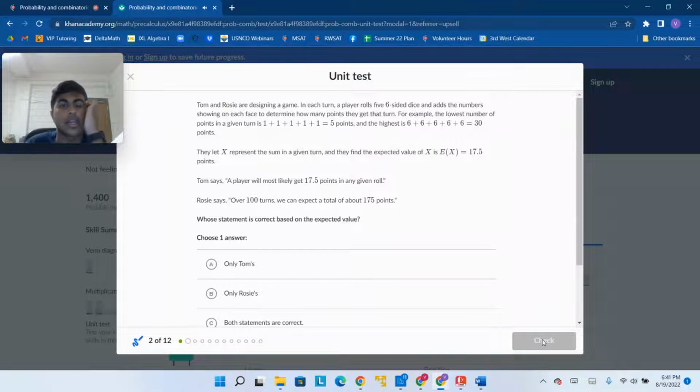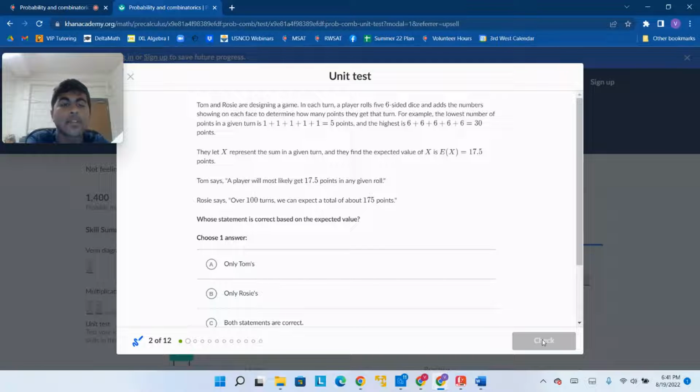Tom and Rosie are designing a game. In each turn, a player rolls 5 six-sided dice and adds the number showing on each face to determine how many points they get that turn. For example, the lowest number of points in a given turn is 5: 1 plus 1 plus 1 plus 1 plus 1. The highest is 6 plus 6 plus 6 plus 6 plus 6, or 30 points.